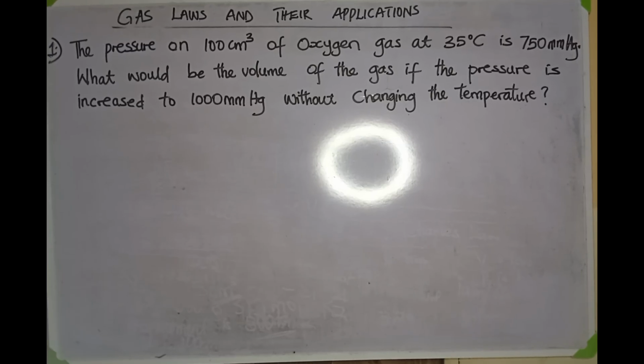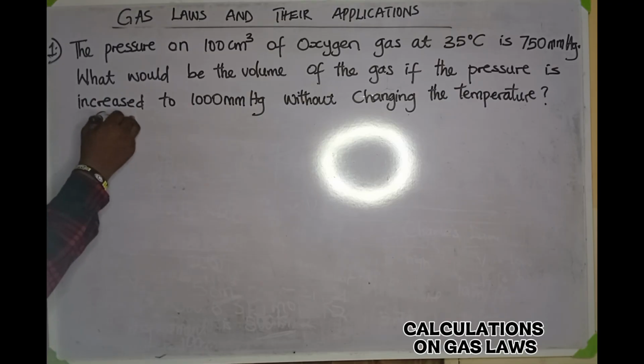Let's answer some questions on gas laws. This question reads: the pressure on 100 cm cube of oxygen gas at 35 degrees Celsius is 750 millimeters of mercury. What would be the volume of the gas if the pressure is increased to 1000 millimeters of mercury without changing the temperature? It's a very simple question. Solution.